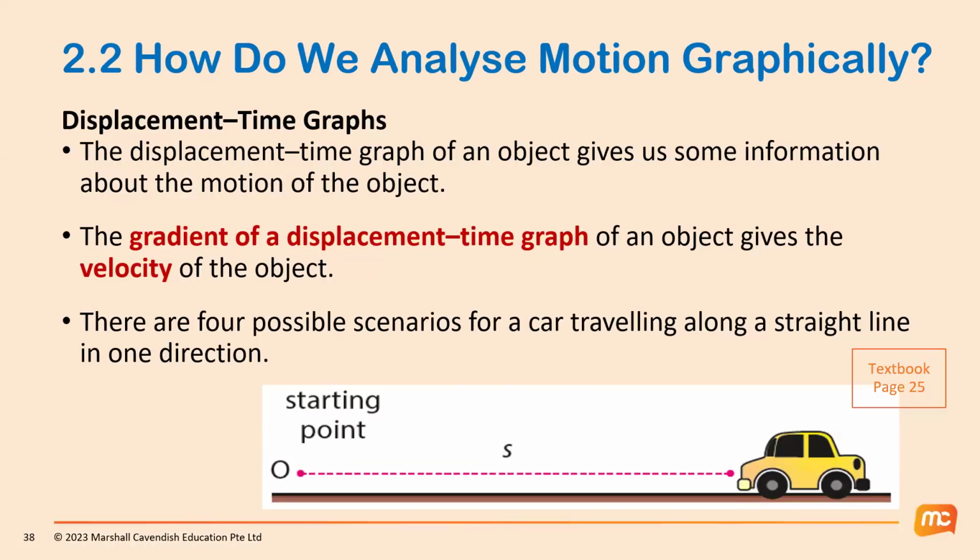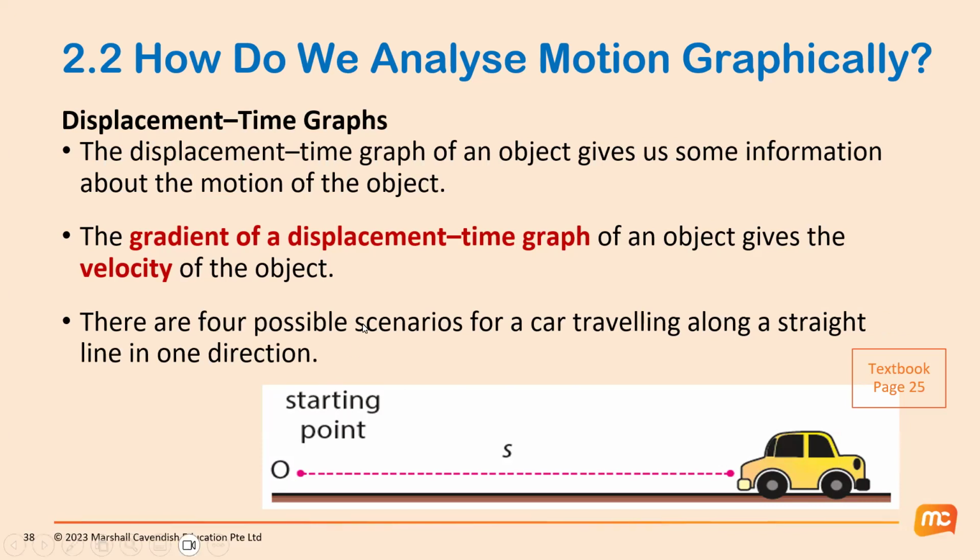Okay, so let's move on into this second part of kinematics. The first one is we are going to interpret what is a displacement time graph. What does displacement time graph mean? It simply means I am plotting displacement against time. Displacement will be on my y-axis, while time will be on my x-axis. So this is what I mean by displacement time graph.